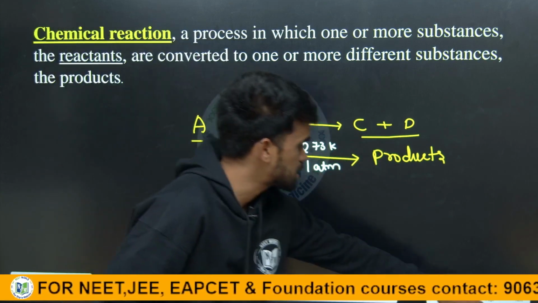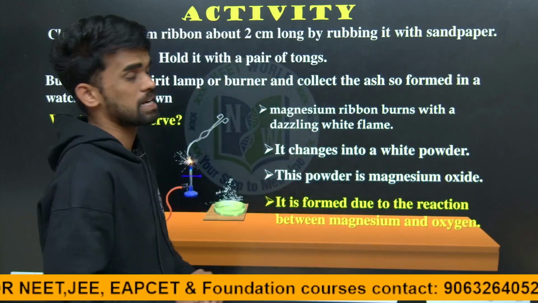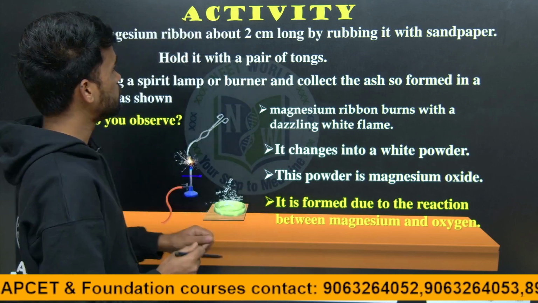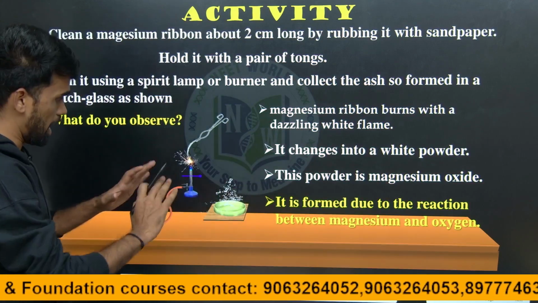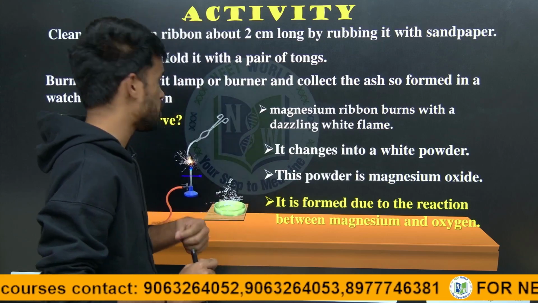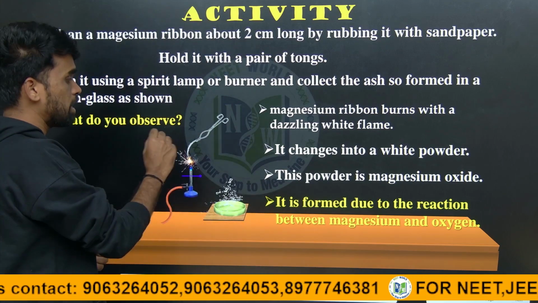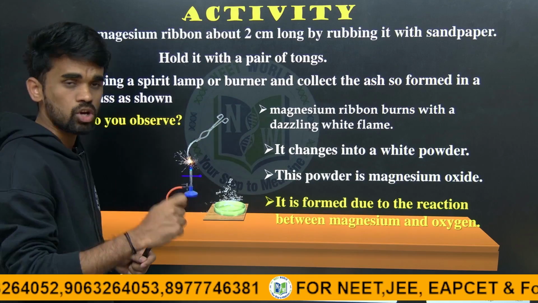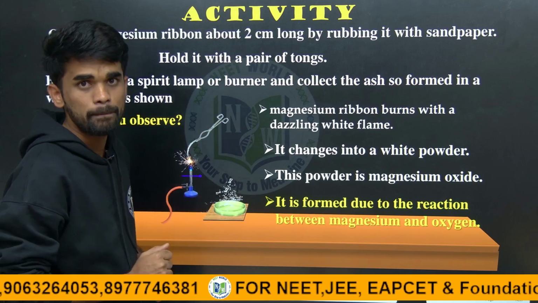Okay, so let us discuss a little more about chemical reactions by taking an activity. So here let us do one activity. Let us take one magnesium ribbon. Okay, take it with the help of a tong. So this is called a tong. Use the tong to hold the magnesium ribbon.